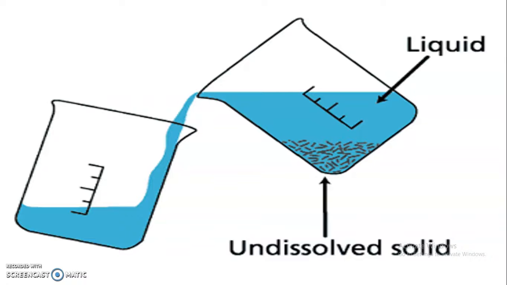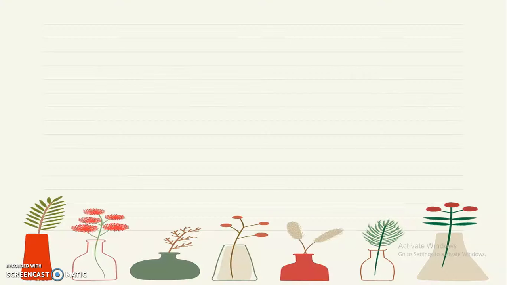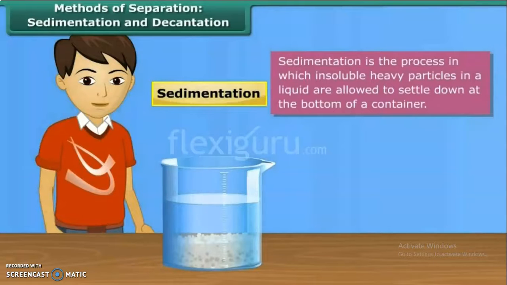Decantation separates mixtures through the action of gravity, which allows the deposition of the solids at the bottom of the container, but they must be left undisturbed for some time. After separating the liquid from the solid, the liquid is poured, leaving the solid behind. Sedimentation. Sedimentation is the process in which insoluble heavy particles in a liquid are allowed to settle down at the bottom of the container. It is just like the process of decantation.